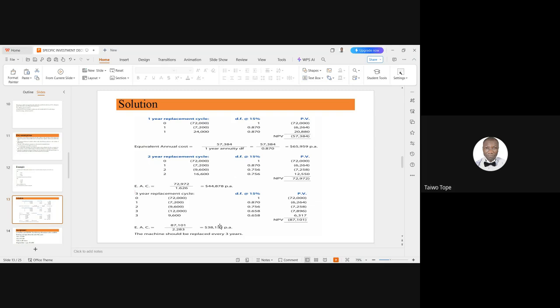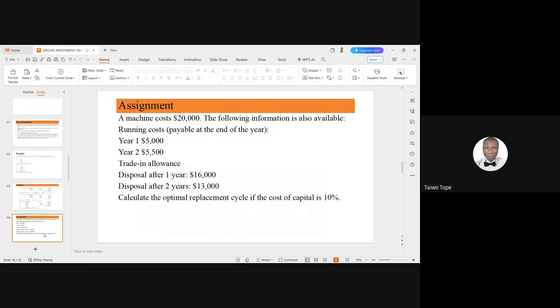So this is very important. And why should the organization do this? Because at the third year, we have the lowest equivalent annual cost of 38,152 compared to 44,878 compared to 65,959. And that is the basis of this decision.